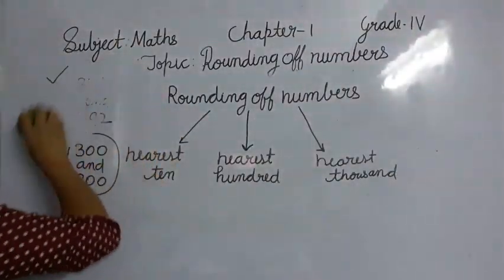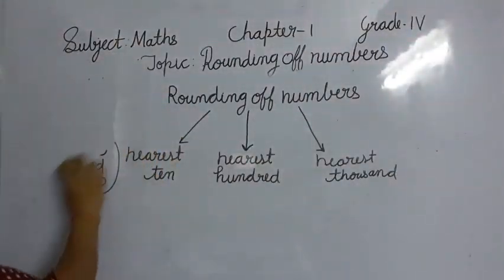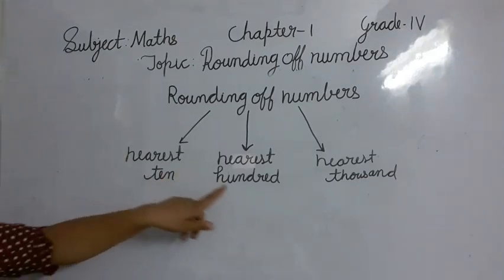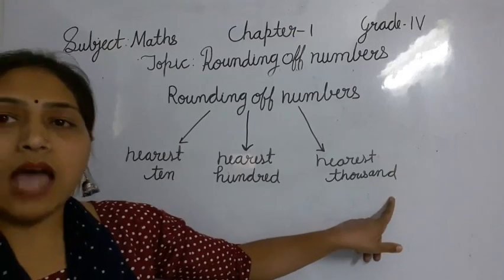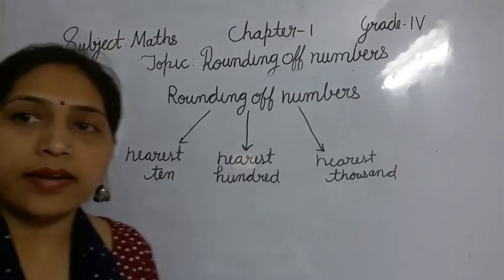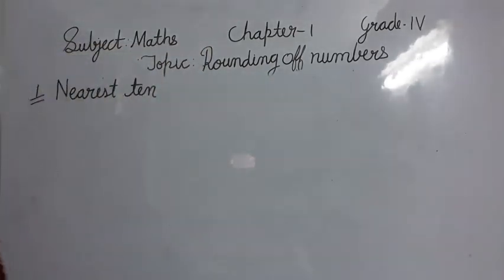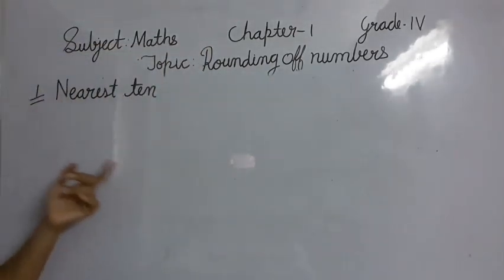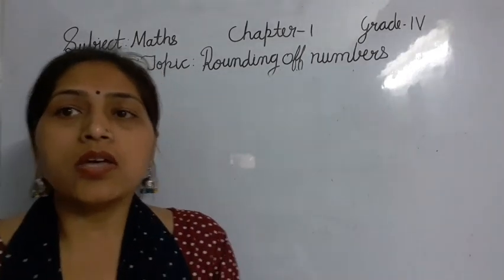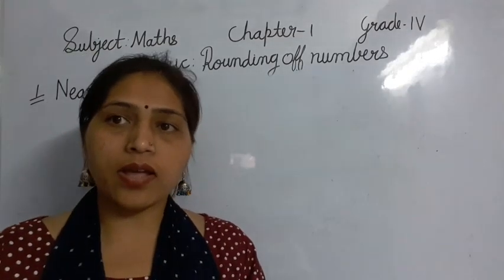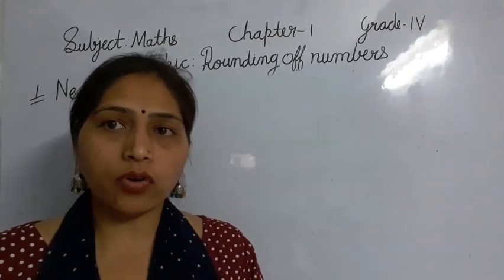In our chapter we round numbers in three ways: nearest 10, nearest 100 and nearest 1000. Let's start with the nearest 10. We have two ways to solve the problem, and the same applies to nearest 100 and nearest 1000. What is the first way? We can use the number line. With the help of a number line we can round off the number.